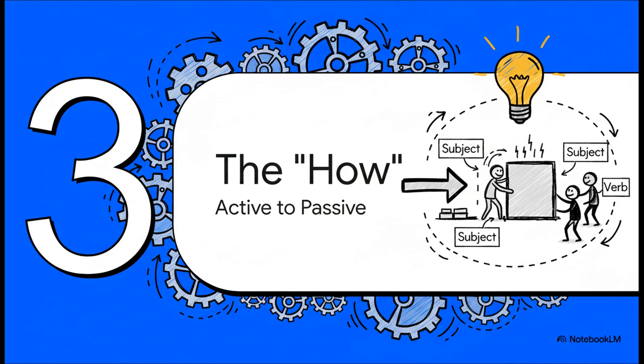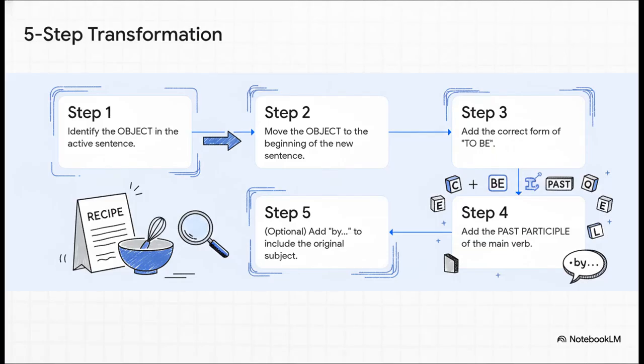How do we actually take a regular active sentence and flip it into a passive one using our new formula? Let's put this thing into action. It's really just a simple 5-step process. First up, you find the object, the thing that's receiving the action. Step 2, you grab that object and move it right to the front of your new sentence. 3, you pop in the correct be verb.